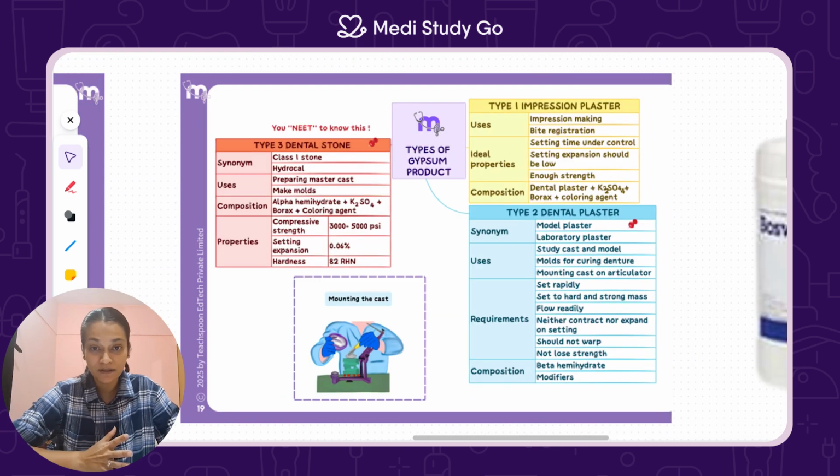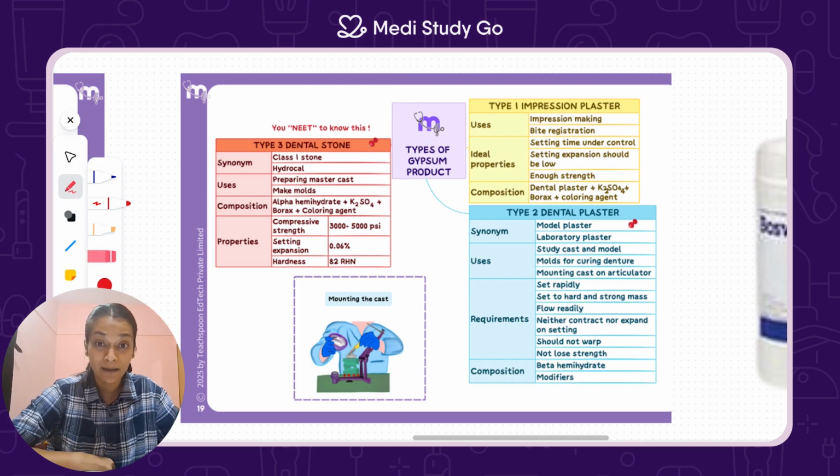Let's start discussing gypsum products. Basically, gypsum products have been divided into 5 types. Each type has a specific application, the strength improves, and the water powder ratio is different for each one of them, and hence it becomes very important that you know your gypsum products well.